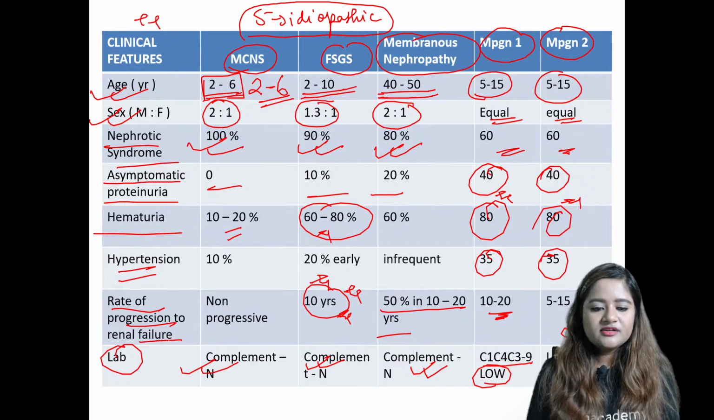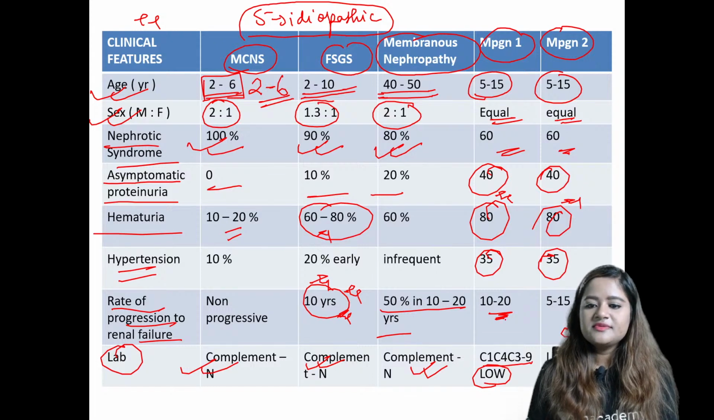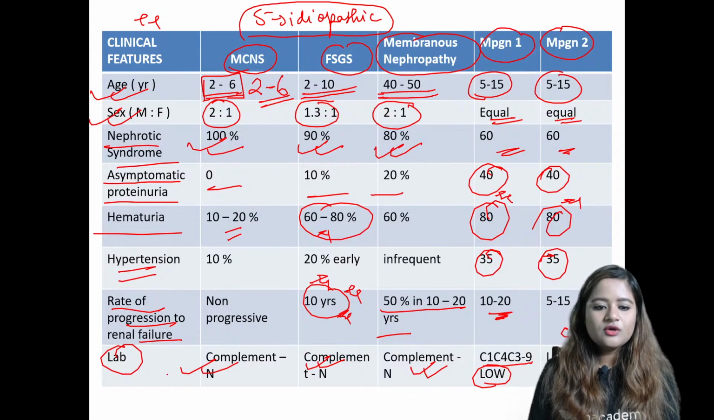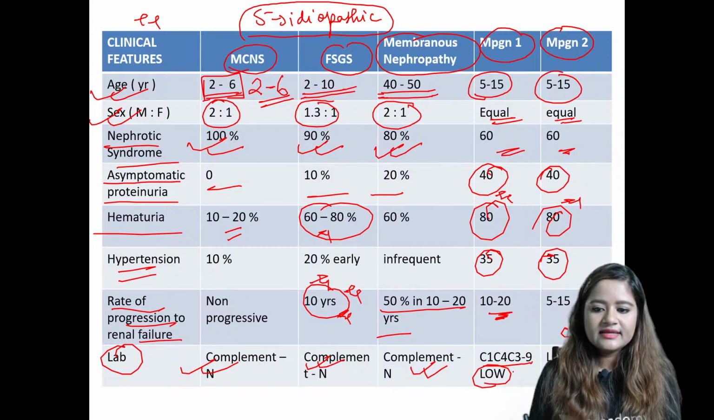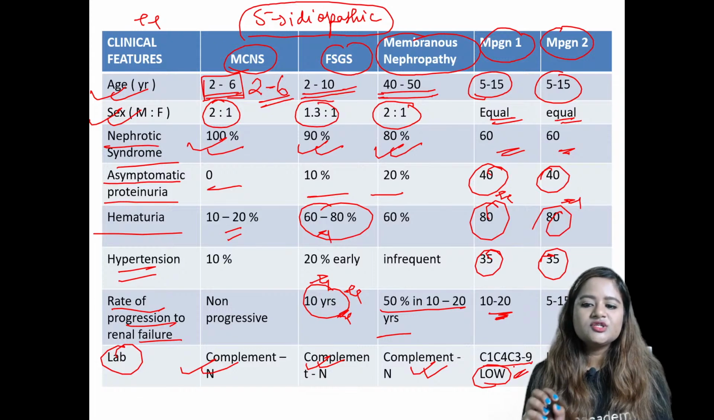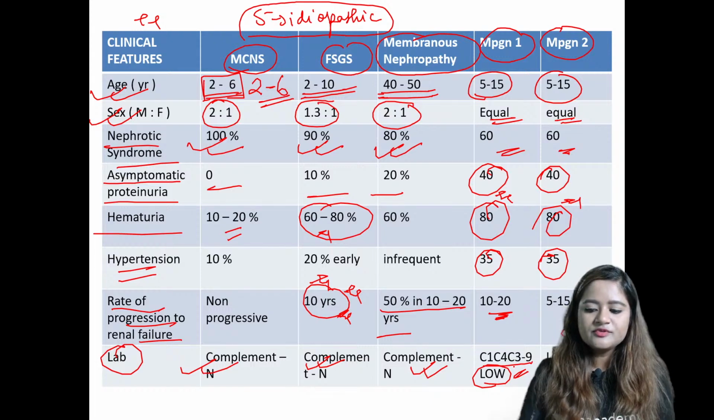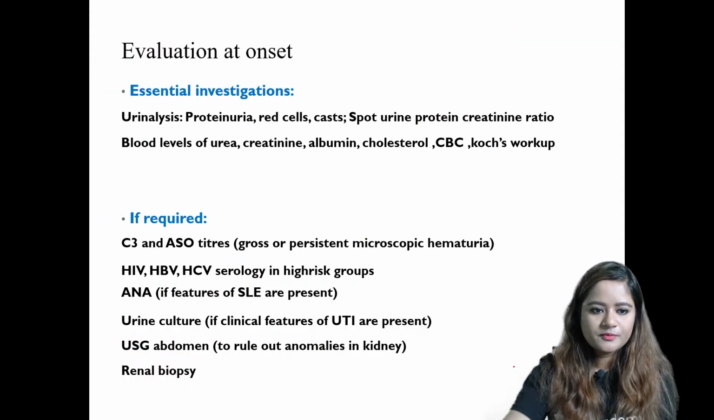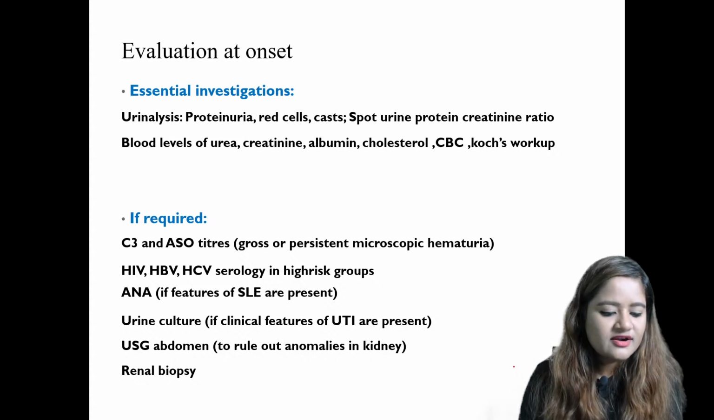Rate of renal failure progression is common in FSGS type. Approximately after 10 years, the child would go into renal failure, and also it can be seen in MPGN1 type. Regarding the complements and the lab findings, you find low levels of complement C1, C4 and the MAC complex of C3 to C9, which is low in MPGN type 1, and in type 2 you classically see low levels of C3 to C9. So this is all that you need to remember from the complete types of idiopathic nephrotic syndrome.